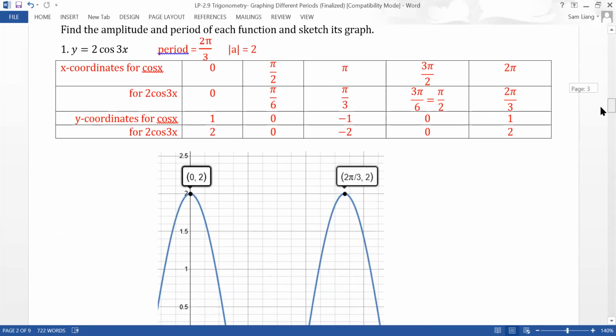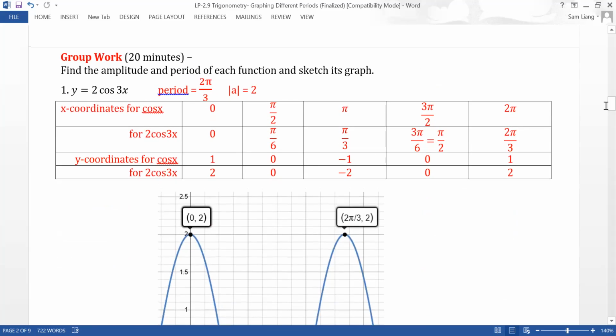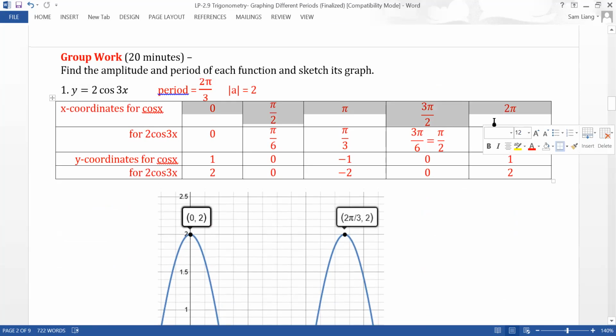All right, classwork questions. Okay, so find the amplitude and period of each function and sketch its graph. So basically the same thing as the last two examples we did, just different functions. Okay, so we have 2 cosine 3x here. The period is going to be 2 pi divided by 3. Amplitude is 2. Okay, so here I made my chart, 0 to 2 pi.